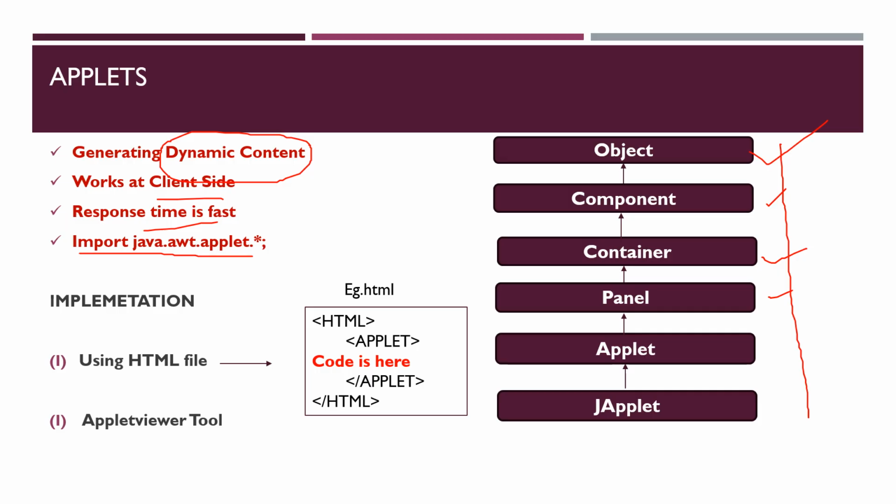Moving further, the Applet. Applet is a special container designed to run in a web browser. Finally, we arrive at JApplet, which is an enhanced version of applet supporting Swing components like buttons, text fields, etc.